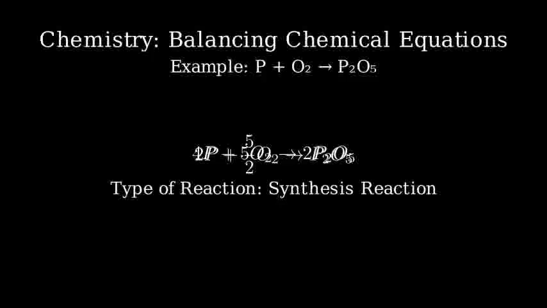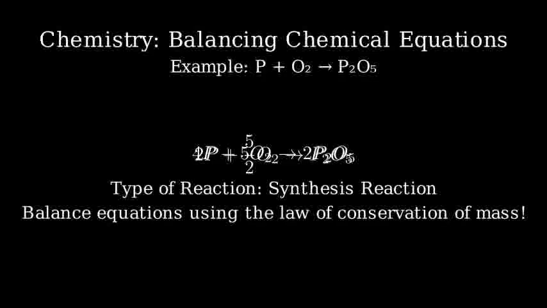This chemical reaction is a synthesis reaction because two simple substances, phosphorus and oxygen, combine to form a more complex compound, diphosphorus pentoxide. Remember, when balancing chemical equations, we must follow the law of conservation of mass, ensuring that the atoms involved are the same on both sides. This gives us insight into the stoichiometry and the quantitative relationships between reactants and products in a chemical reaction.